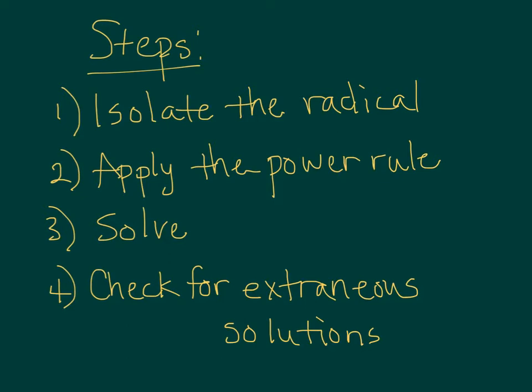Then you're going to apply something called the power rule, which I'm going to show you in a minute, but basically it will eliminate the radical. You're going to solve like normal, and you're going to check for extraneous solutions. What is an extraneous solution? An extraneous solution is a solution that, when plugged back in, doesn't work out correctly.